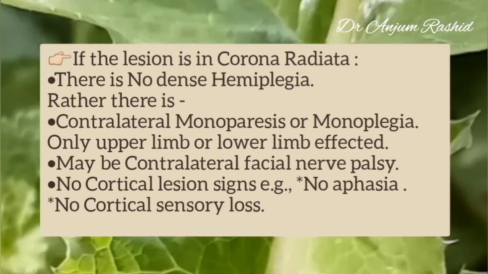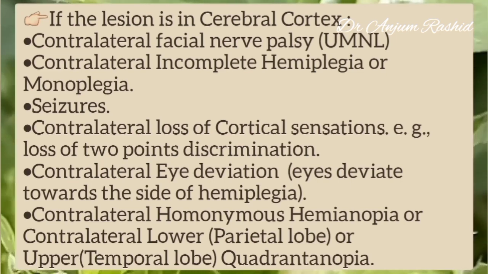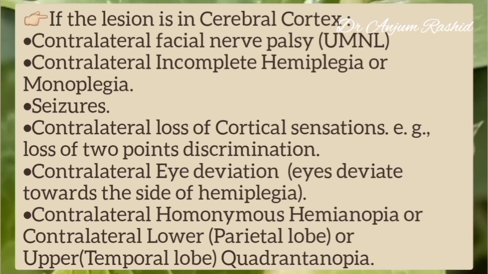loss. Now if the lesion is in cerebral cortex, there is contralateral facial nerve palsy, that is upper motor neuron lesion. There is contralateral incomplete hemiplegia or monoplegia, and there could be seizures in this case of cerebral cortex. There is contralateral loss of cortical sensation, for example loss of 2 points discrimination. There is contralateral eye deviation, that is eyes deviate towards the site of hemiplegia. And there is contralateral homonymous hemianopia or contralateral lower, that is parietal lobe or upper temporal lobe quadrantinopia.